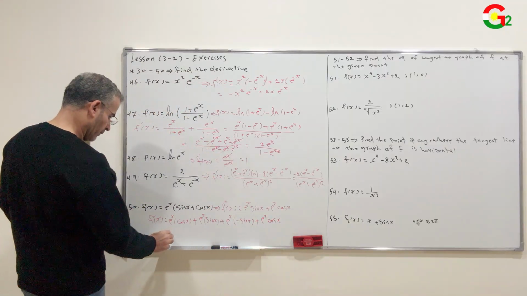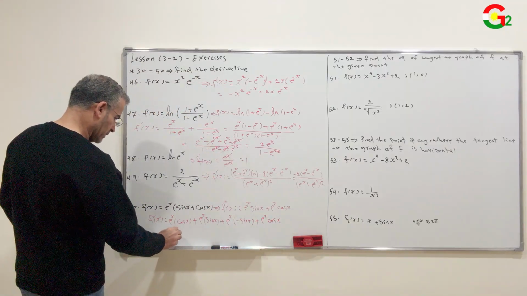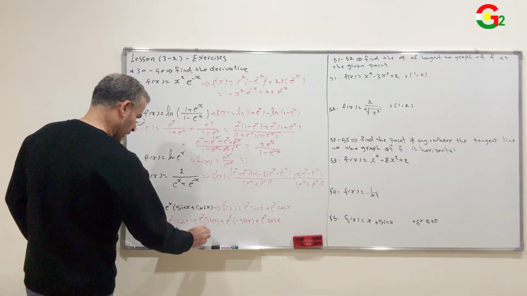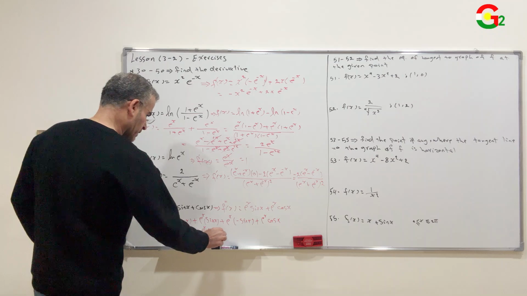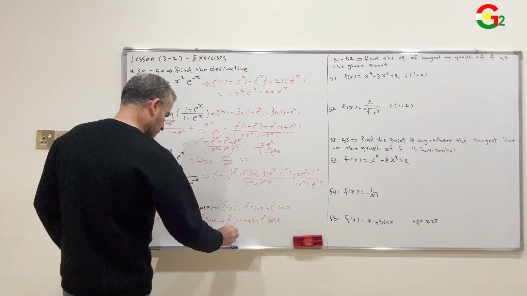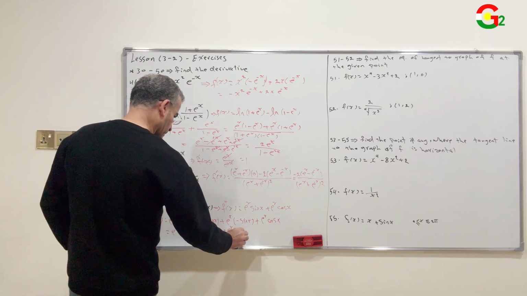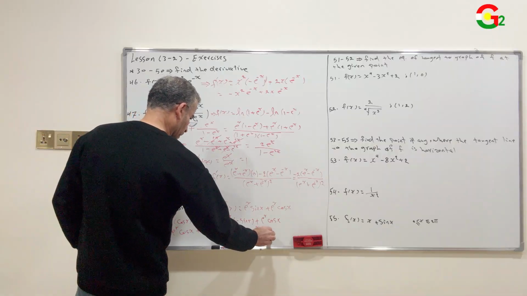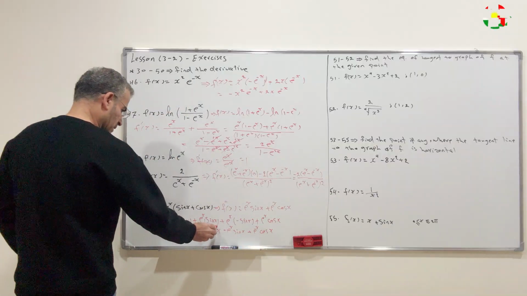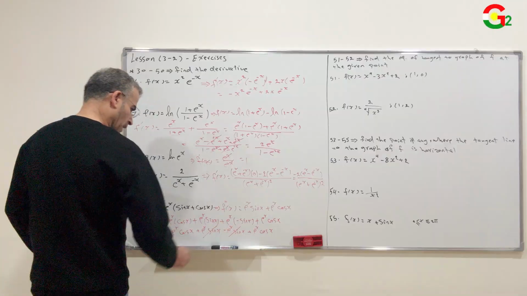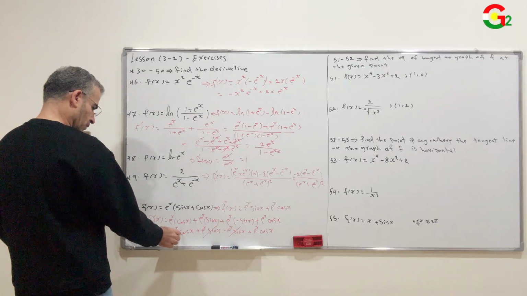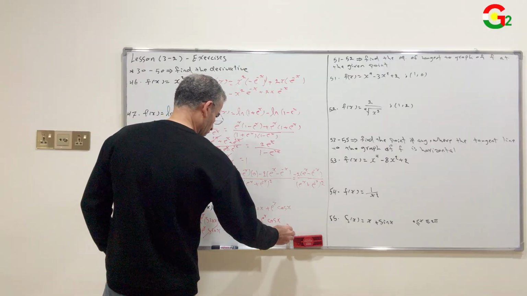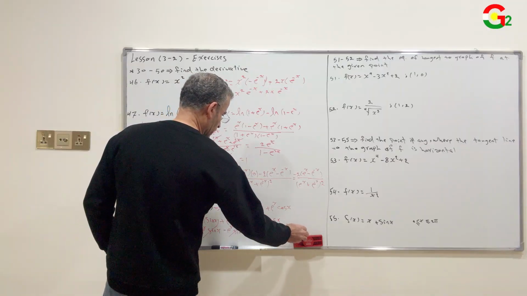Simplify, e to the x cosine x plus e to the x sine x minus e to the x sine x plus e to the x cosine x. E to the x sine x minus e to the x sine x cancels, and e to the x cosine x plus e to the x cosine x, it is 2 e to the x cosine x.